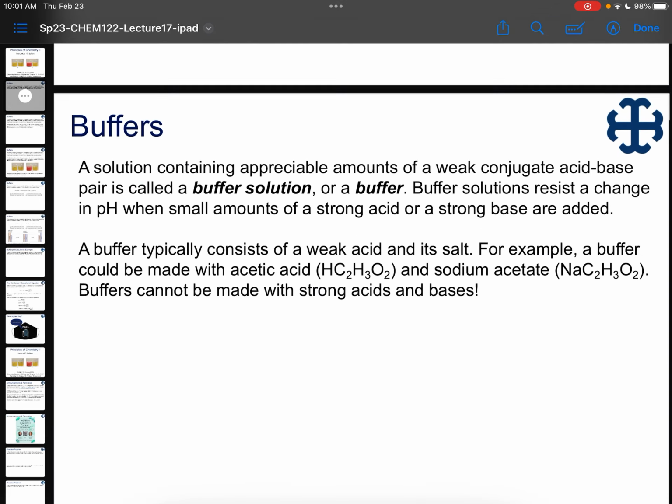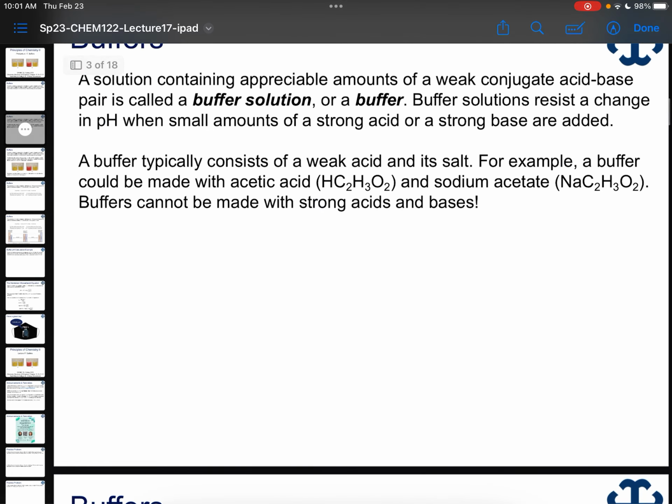And so typically that means we have some sort of weak acid like acetic acid shown here, and some sort of weak base or its conjugate base, which is a weak base, sodium acetate. And a key point there is that we cannot make buffers with strong acids or strong bases. So for example, if we had just water and sodium hydroxide, which is technically a conjugate acid-base pair, we wouldn't have a buffer, we would just have a basic solution, okay?